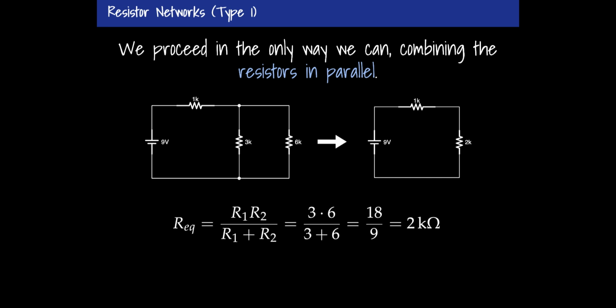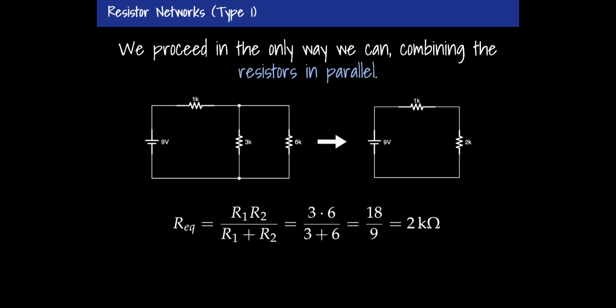And I'll do that by taking my original circuit. This is the same one that appeared on the first slide, a 1K, a 3K, and a 6K. And I'm going to take the 6K and the 3K and combine them into a single equivalent resistor. Since they're in parallel, I use my parallel equation. Now, there's a 3K and a 6K, so I'll do 3 times 6 divided by 3 plus 6. That's 18 over 9 is equal to 2 kilo ohms. So the equivalent resistance that appears here is 2K of resistance.